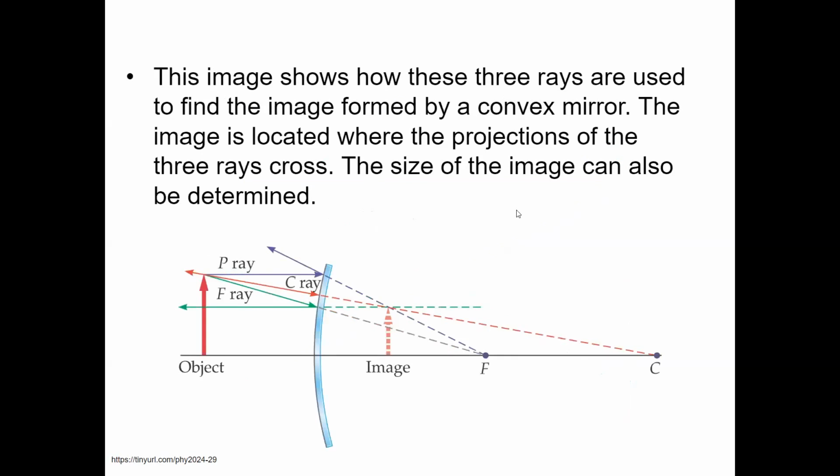If you have a convex mirror, you can also use the 3 principal rays. But keep in mind, because the convex mirror doesn't converge the rays, it's actually the back extent of rays reflected by the mirror from a parallel ray that will go to the focal point. So you'll draw this like this. When the parallel ray hits the mirror here, it will reflect, but in the direction, if you back extend it, that will go through the focal point.